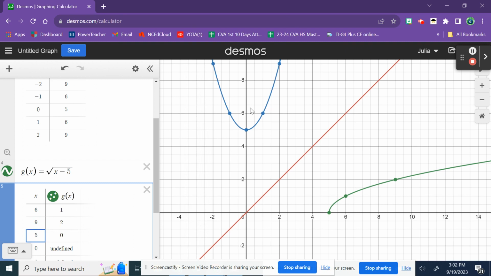So again, perfect reflection over the y equals x. The parabola is going to give you a half, just an arch, and vice versa. So if you started with a square root function, the reflection is going to be a full parabola because it reflects over the x equals y.